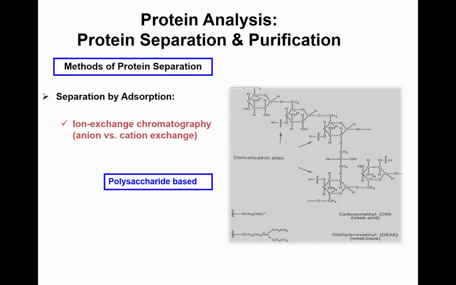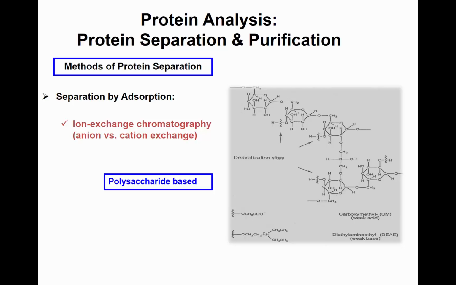So ion exchange, the stationary phase used is usually polysaccharide based because it allows for large pores within the stationary phase, which is suitable for large molecules like proteins. So you don't use polystyrene, for example, which is a stationary phase specific for small molecules. With the polysaccharide based stationary phase, you usually derivatize the OH groups of the glucose units with either a weak acid or a weak base.